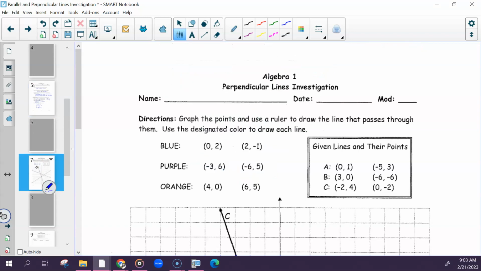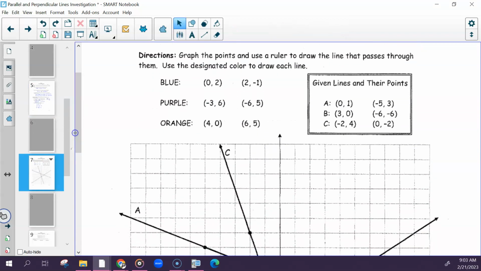I'm going to give you 3 minutes. I want you to do what you did last class and plot these points, graph their lines. If you need rulers, there's some in the back. You have color pencils at your desk. Do that for the next 3 minutes, and then we'll come back and I'll show you.